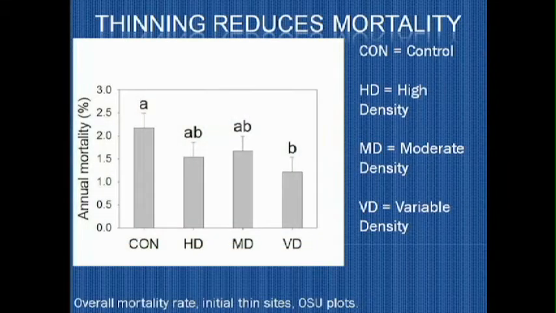So first of all, here are the overall mortality rates. On the x-axis, we have the different treatments. I think we've covered these a bit, but they're defined over here again. And on the y-axis, there's annual mortality. What you can see is that in general, thinning decreases mortality. This is just overall, all trees, all species. It's only significantly different and lower in the variable density, but there's a general trend of decreased mortality. And I'll point out that the control is a little bit over 2%.